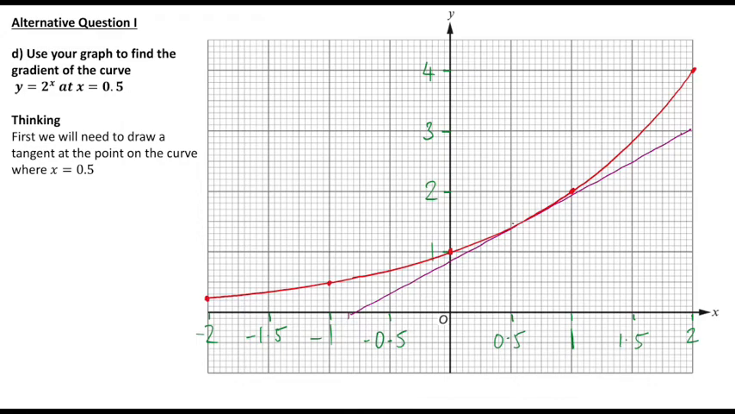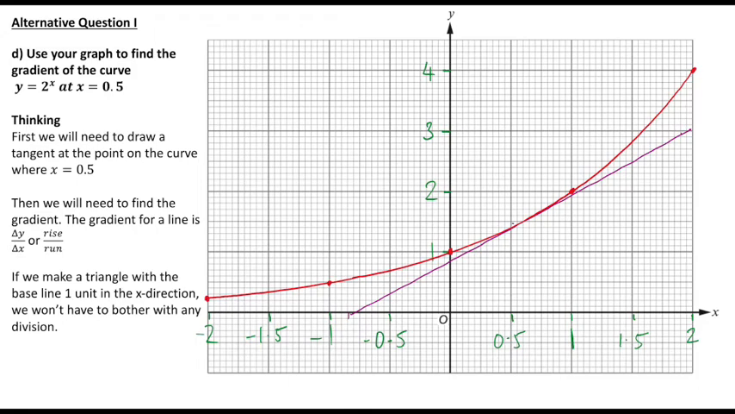And the next thing we need to do is to find the gradient. So the gradient for a line is the change in y divided by the change in x, or you may have been told rise over run. And to do this on a graph we need to make a triangle, and in this case, because our numbers are quite small, we could do a triangle where the baseline is 1 unit in the x direction, so then the change in x, or the run, will be 1, and that will save us having to do any division, which is quite nice on a non-calculator paper.